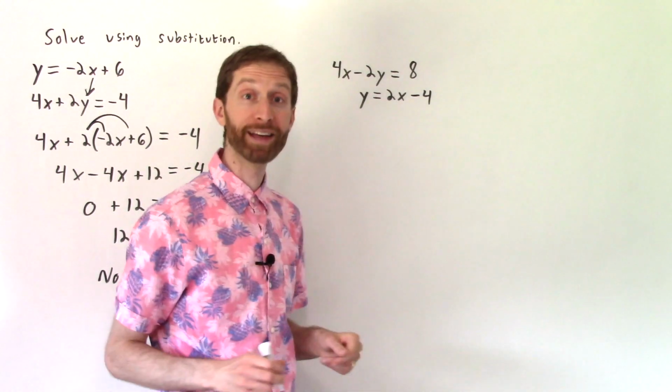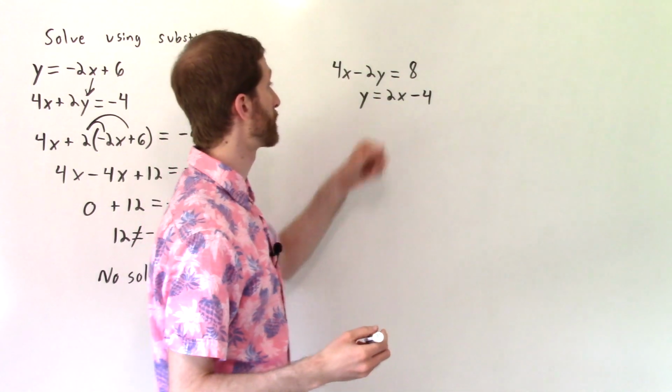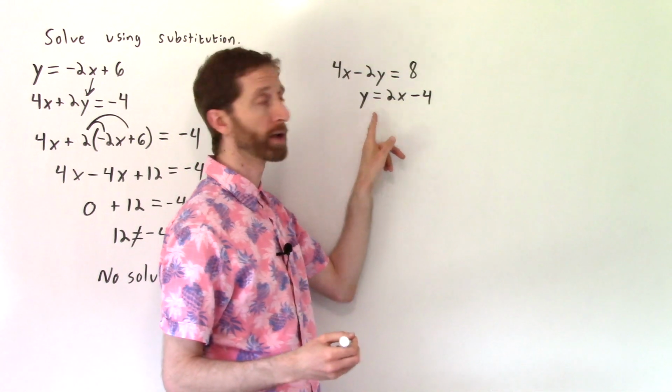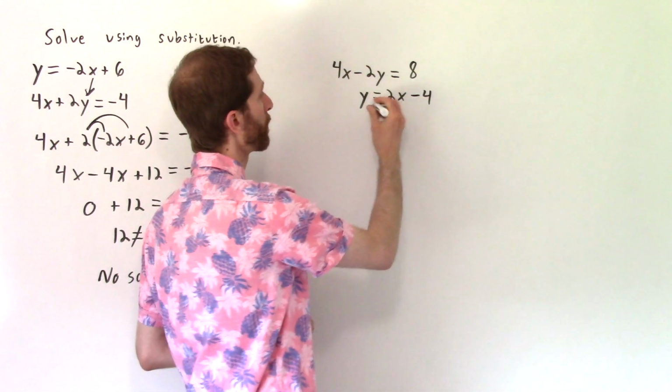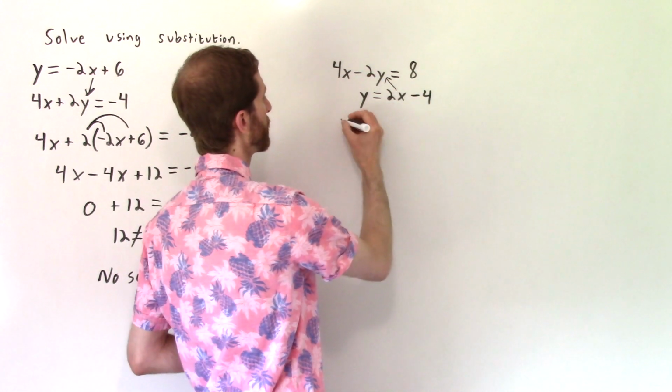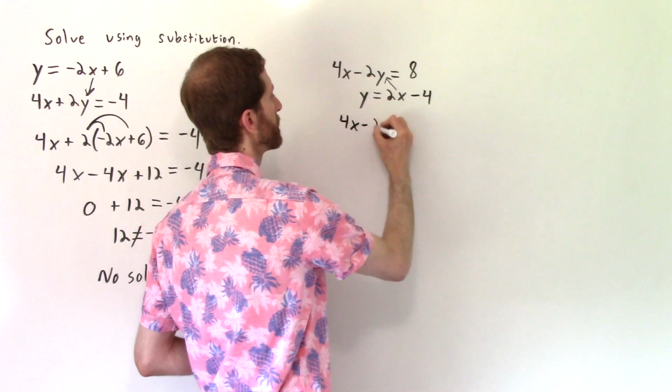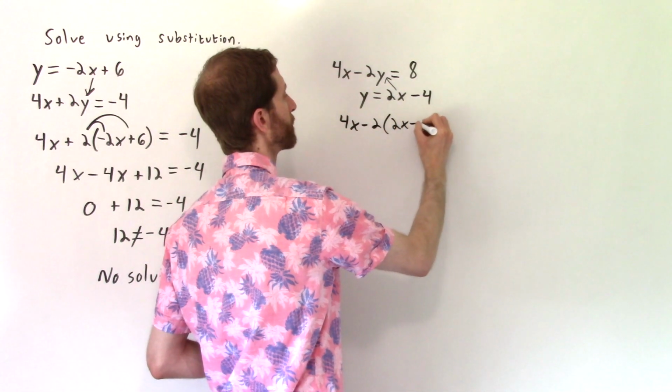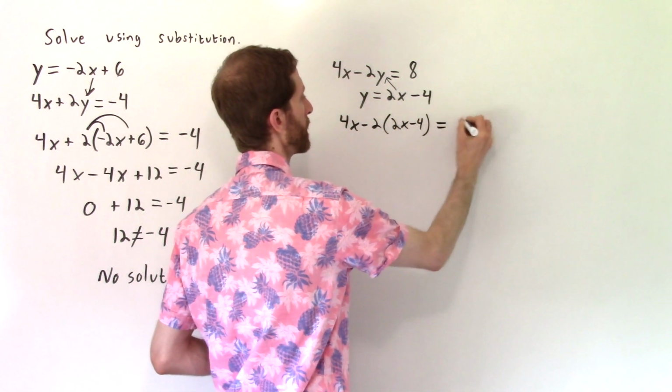4x minus 2y is equal to 8. y equals 2x minus 4, another situation where we have a variable on its own. So we will replace this y value here with this expression. So I've got 4x minus 2 times 2x minus 4, and it's equal to 8.